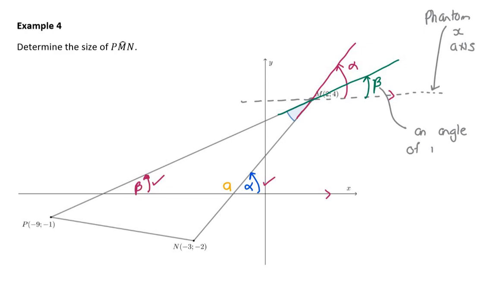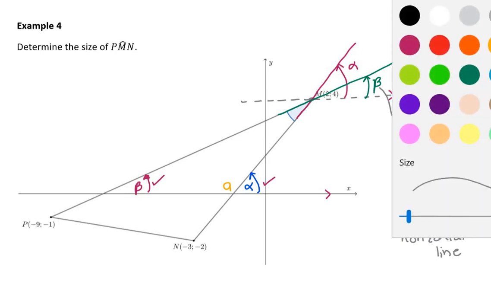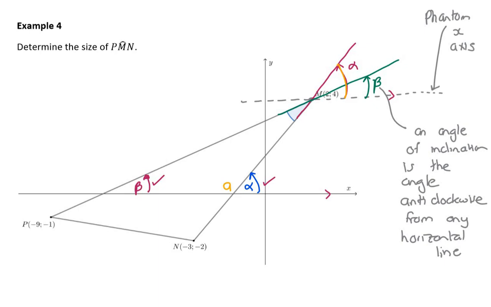An angle of inclination is the angle anti-clockwise from any horizontal line. We just always say the x-axis, but any horizontal line will be fine. So you can always draw in a phantom. Now, how will that help me? Well, my argument is if I take alpha and I take away this beta, I'll get that angle there. And that would be vertically opposite.